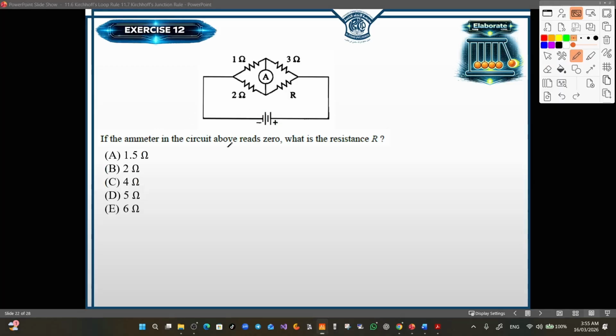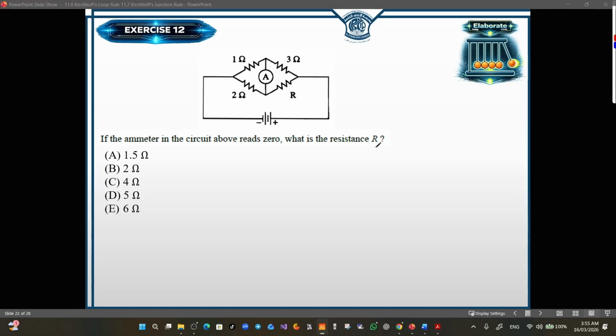If the ammeter in the circuit above reads 0, what is the resistance R? So here we have a wire connecting these junctions, and we have placed an ammeter to measure the current in this branch, and we found that the current is 0. What will be the resistance R? This circuit is known as a Wheatstone bridge, and this is a very efficient method that allows us to measure the unknown resistance here.